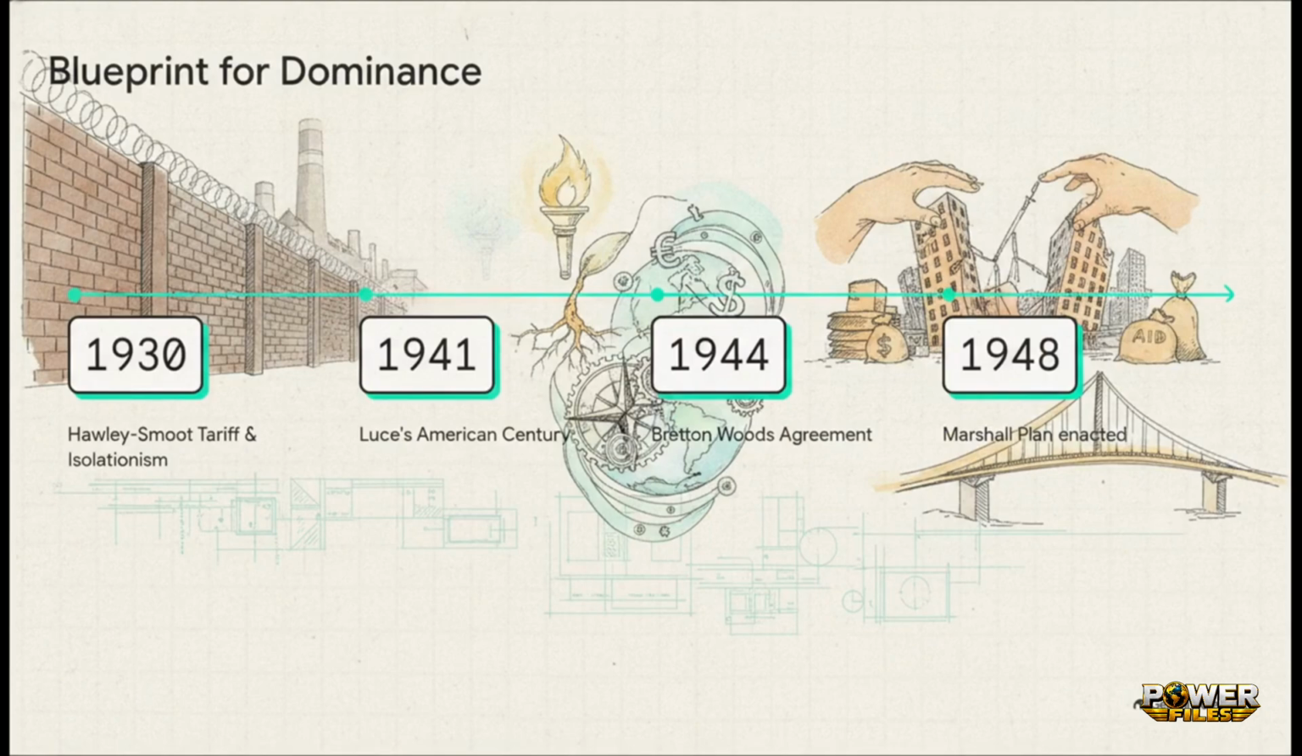Well, think about how fast this shifted. In 1930, you have the Hawley-Smoot Tariff, which was basically a giant protectionist wall around the American economy. But jump forward to 1941, and an ideological seed is planted. Then, by 1944, before World War II is even officially over, the global economic rules are completely rewritten at Bretton Woods. And by 1948, the U.S. is literally paying to rebuild Europe through the Marshall Plan. In under 2 decades, the United States executed a complete, top-to-bottom blueprint for global dominance.